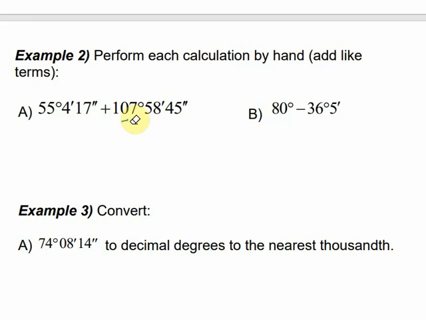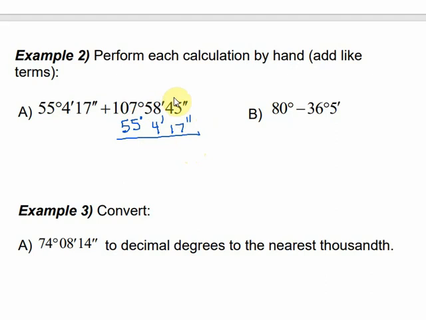So we have 55 degrees, 4 minutes, 17 seconds. The difference is when we add these, usually if we're adding decimals, we're going to carry once we get to 10. But since we're adding degrees, minutes, seconds, every 60 seconds gives me 1 minute, and every 60 minutes gives me 1 degree. So we're going to carry once we get to 60.